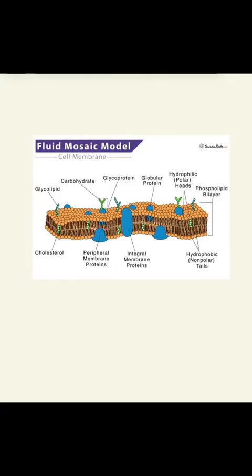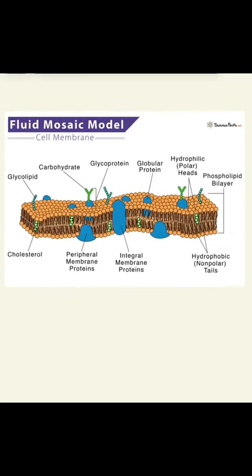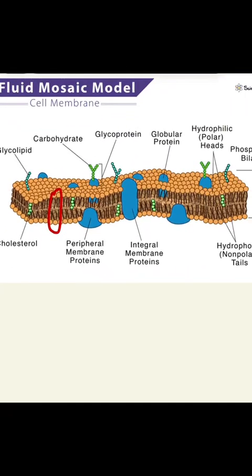So if we start with the phospholipid bilayer. The foundation of the cell membrane is the phospholipid bilayer. So that is referring to this yellow section here. If we look at an individual phospholipid, they have this general shape here.